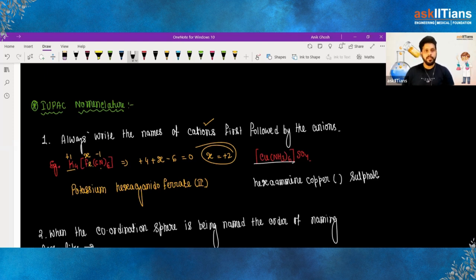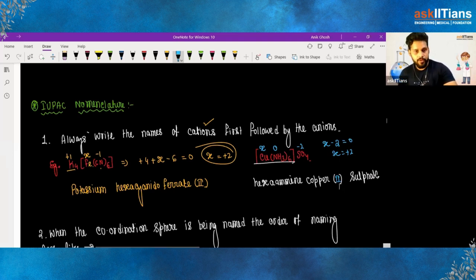Now what is the primary valency? Quickly figure it out. You take it as x, this is 0, this is minus 2. We know that sulfate is minus 2, right? So x minus 2 equals 0. That's it. That's how you name the complexes.